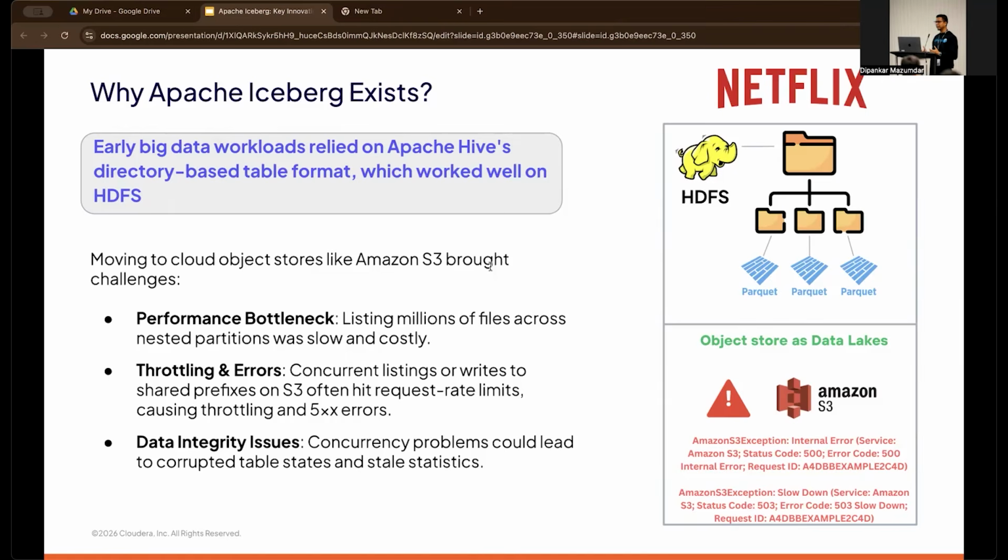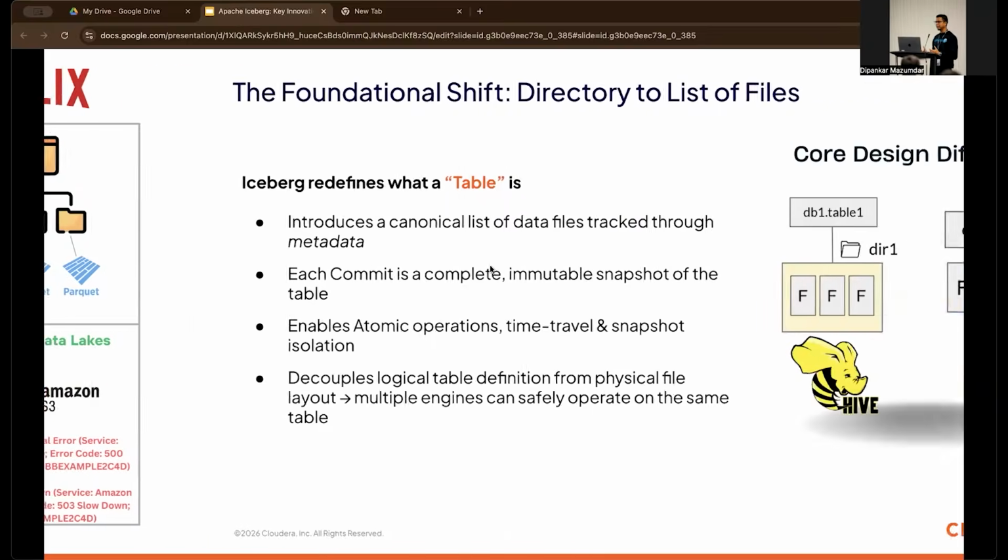One, ensure table correctness and consistency, even with concurrent writers. Two, enable faster query planning without relying on full directory scans, which are expensive. Three, allow users to think in terms of logical tables and not physical file layout. And finally, support safe schema and table evolution at cloud scale.